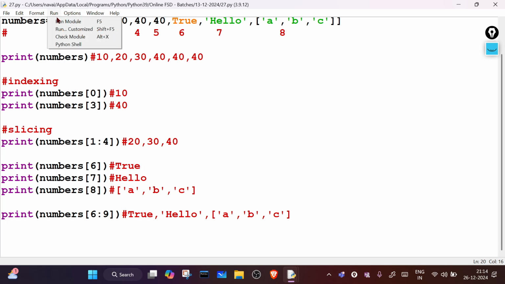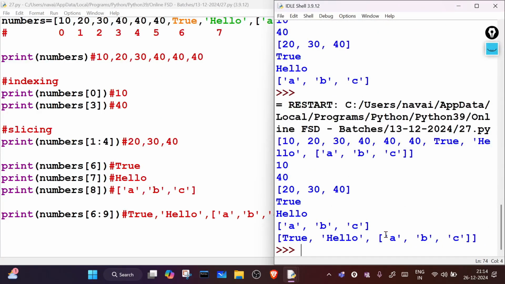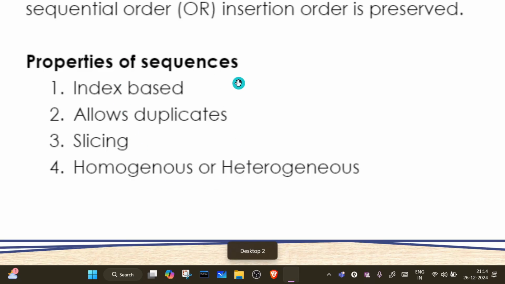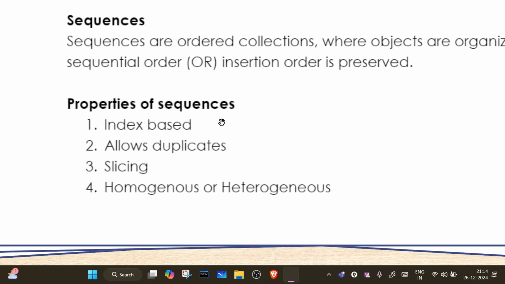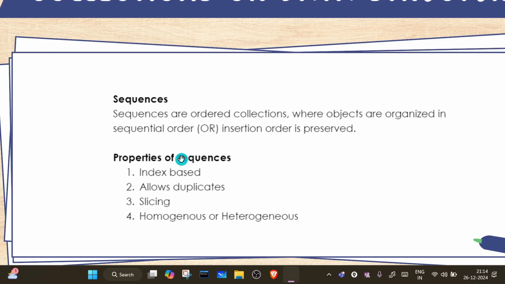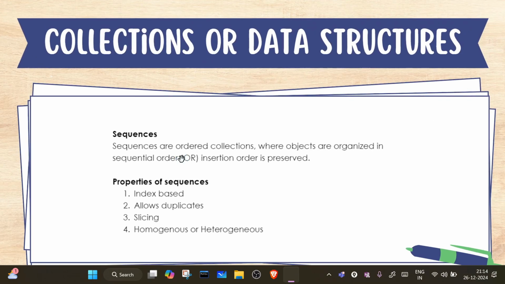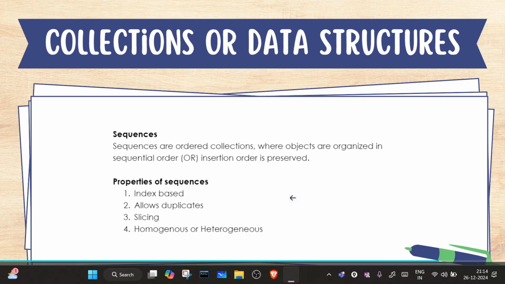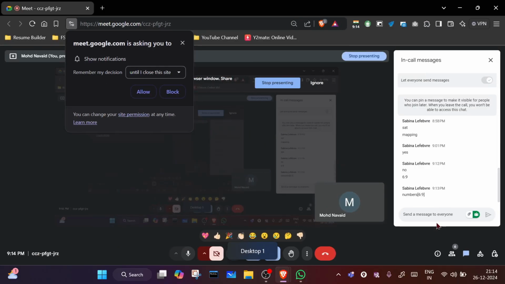So will it print this chunk? Yes, it is printing this complete slice. So are you guys understanding these properties of the sequence? Everyone clear with this? Please confirm. Clear, sir. Yes, sir. Very nice, Sabina. Are you understanding, Sabina? Is it clear? Okay, great.